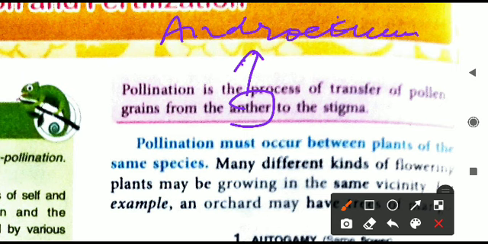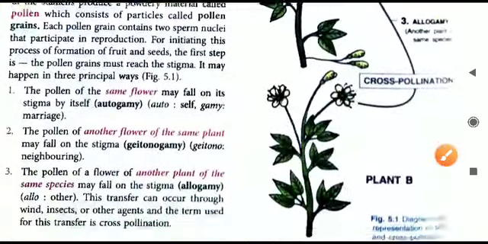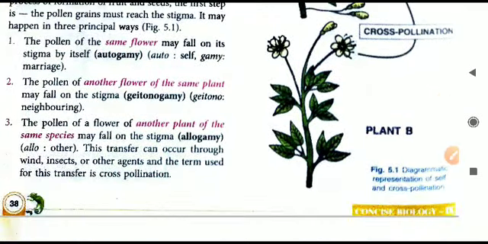So that is the androecium, and where is the stigma? The stigma is present on the gynoecium, that is the female part. So from the male reproductive organ to the female reproductive organ, the pollen grain has to be transferred, and the process of doing so is called pollination. So that is the definition and the concept of pollination. I hope it is clear to you.